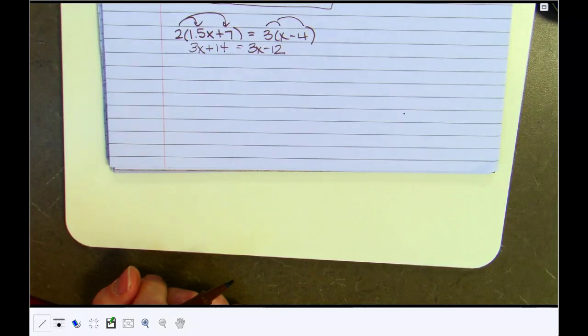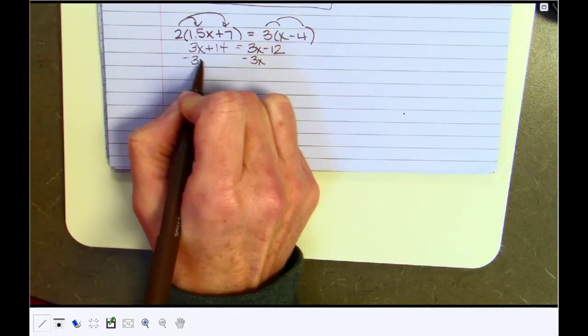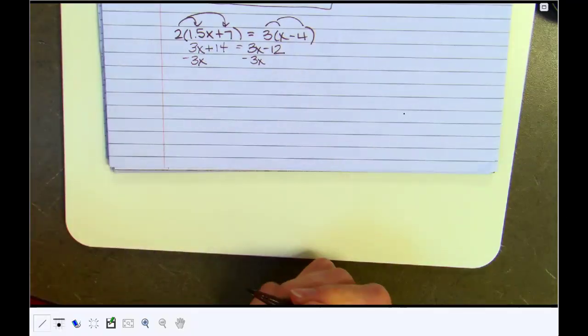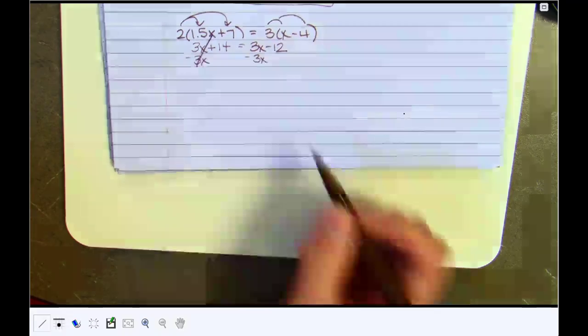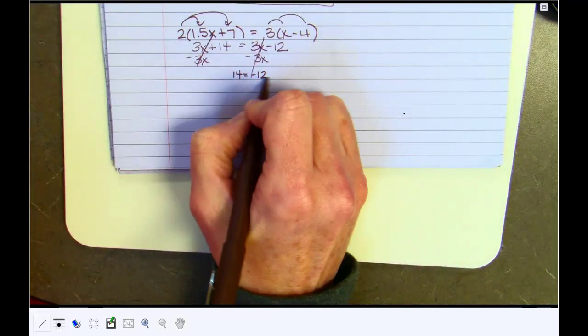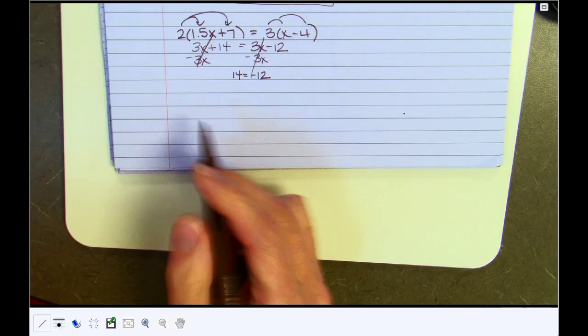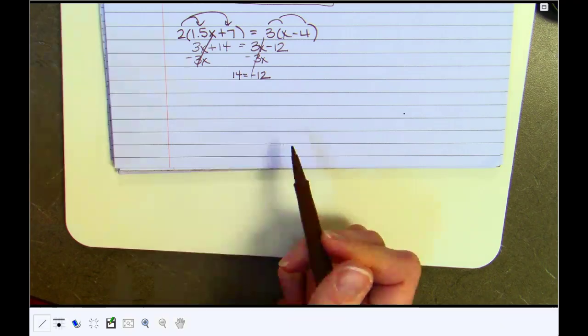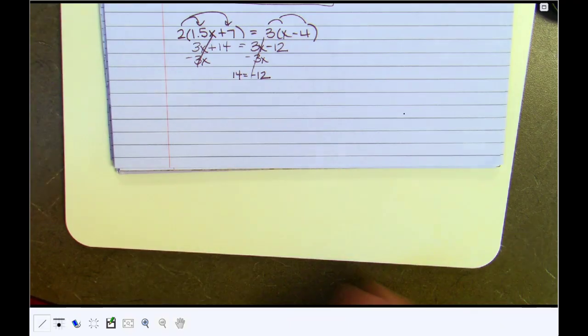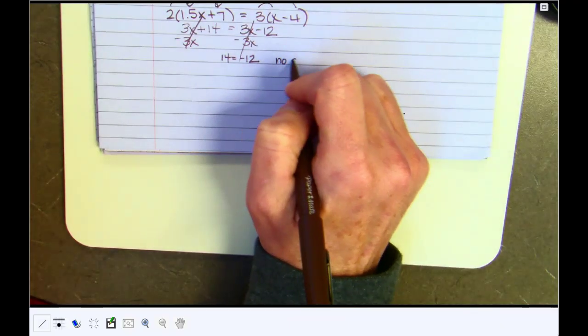Okay. Let's say you don't catch that, and what are you going to do? Okay, minus 3x, which I like. What's 3x minus 3x? 0x. Nothing. So we have 14 equals negative 12. That's no solution. Why? Because it's not true. 14 does not equal negative 12. 14 is 14 and negative 12 is negative 12. So this is no solution.